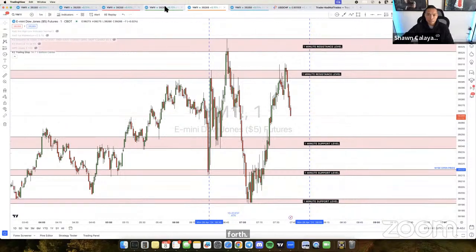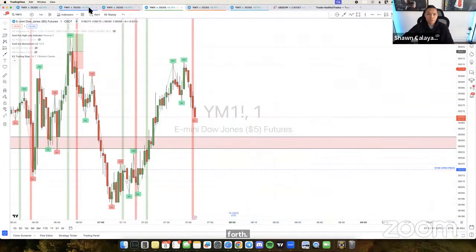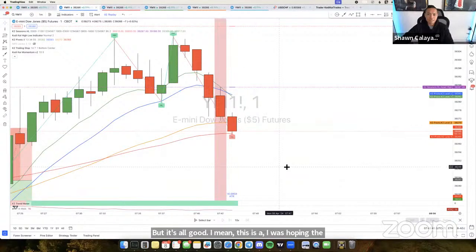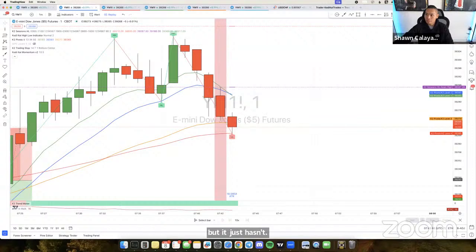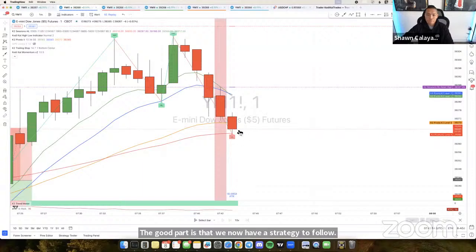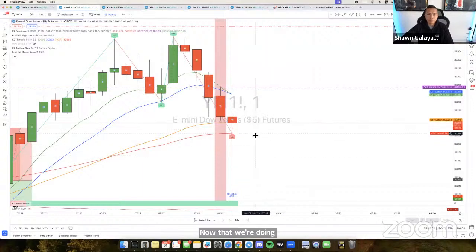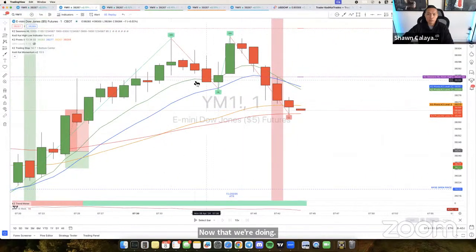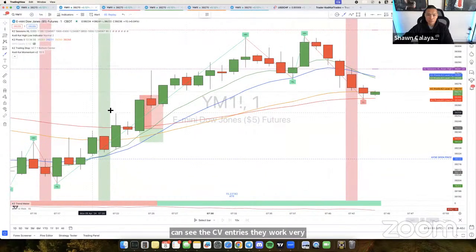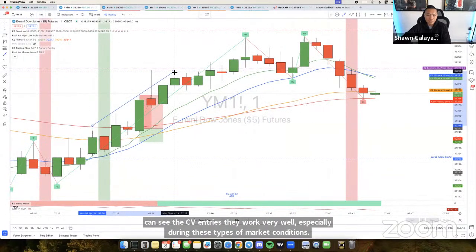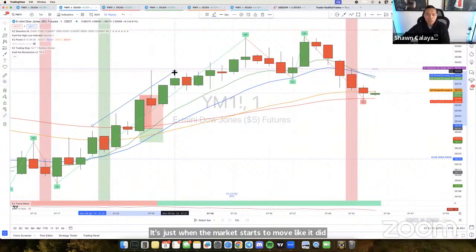But it's all good. I was hoping the market would start to move a little smoother this week, but it just hasn't. It's been doing the same thing it's been doing. The good part is that we now have a strategy to follow, the consolidating variation, because you guys can see the CV entries work very well, especially during these types of market conditions. It's just when the market starts to move like it did right here, which we weren't expecting, it ends up not working very well because it's not meant for a directional strategy.